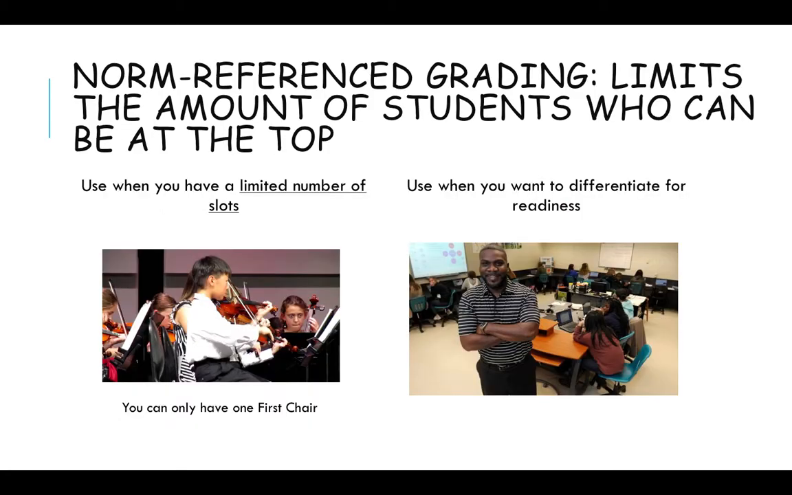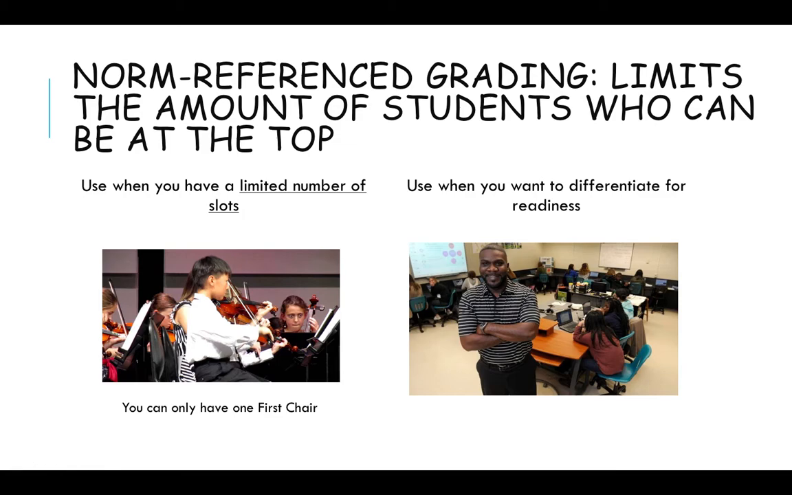Okay, so this is within your classroom. There are a few situations where we would want to use norm reference grading in the classroom. You have to remember this is limiting the amount of students who can be at the top. So I will use norm reference grading if I have a limited number of slots for something. So for my music people, for Terrence and for Will, you can only have one first chair, right? So I have to compare the students to each other because I only have one chair to fill.